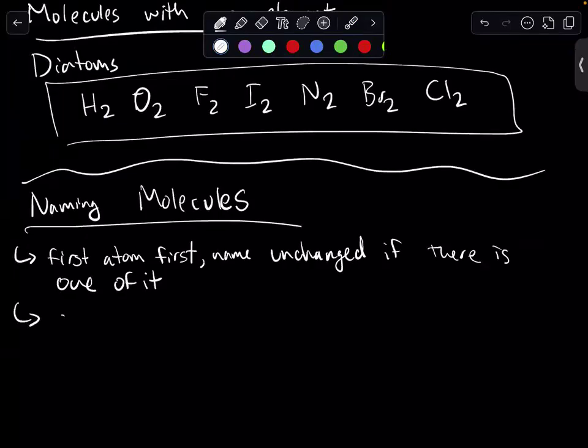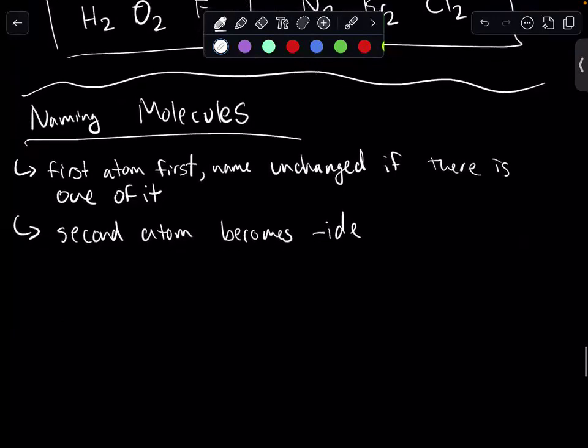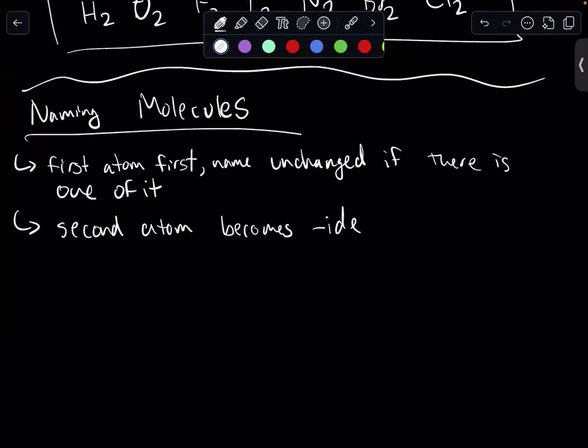Then the second atom becomes ide. So you remember that from ionic compounds, chloride, bromide, oxide, hydride, fluoride, they all become ides. So it seems pretty similar. Here's where the difference comes in. We use prefixes to state the amount of each atom.